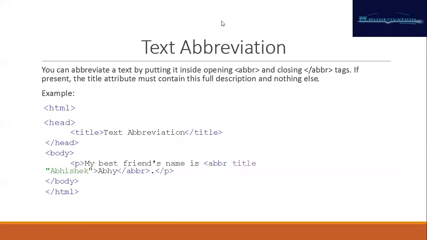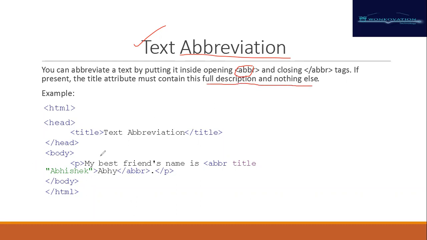Then abbreviation text, which is new as it is not in the font text. So how can we use abbreviation? What is the meaning of abbreviation? Abbreviation is writing a word without vowels or in short letters so that it becomes short. If the person knows the abbreviation of that word, it will be easy to understand. Abbreviation can be used with text put inside the opening and closing tags. The abbreviation must contain a full description and nothing else.